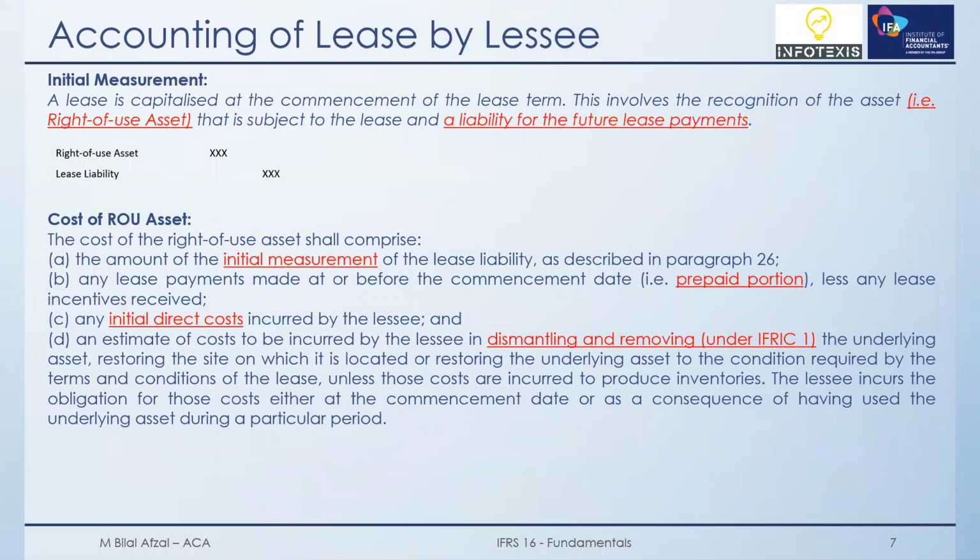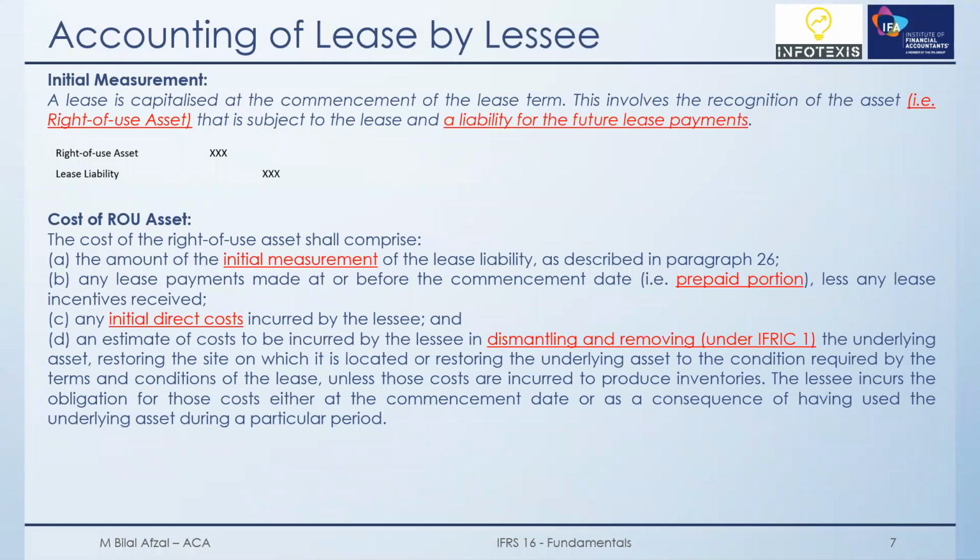In the previous standard, we also used to recognize an asset and book the lease liability, but we used to recognize that asset as part of property, plant, and equipment. In this standard, IFRS 16 has described a specific term, which is right of use asset. The standard says that at the commencement of the lease term, you have to recognize the right of use asset against the lease liability. How we will calculate it, we will discuss later.